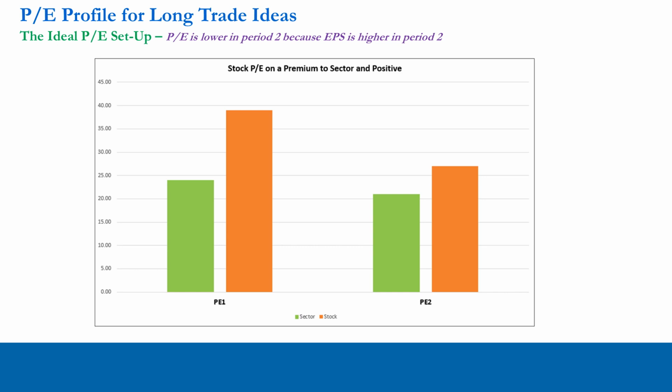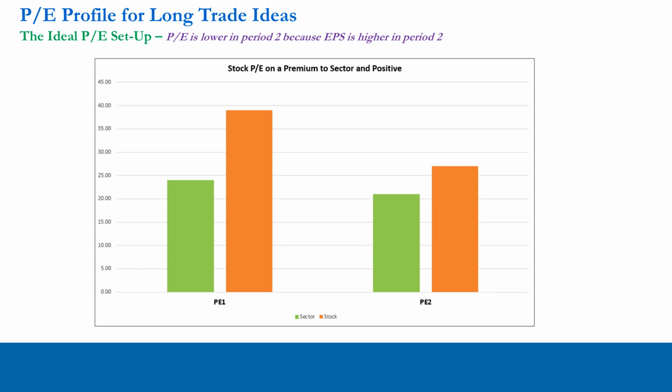So when we're looking at trade ideas through a long lens in the quant phase, what's our ideal setup for the PE? Well, if you recall, we have a PE1 that is higher than the sector and a PE2 that is higher than the sector. And we have in period 2 a lower PE than period 1 because EPS is higher in period 2. Also, we like to see evidence that the sector is growing EPS as well.